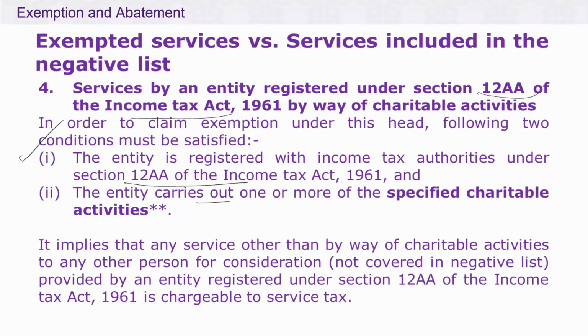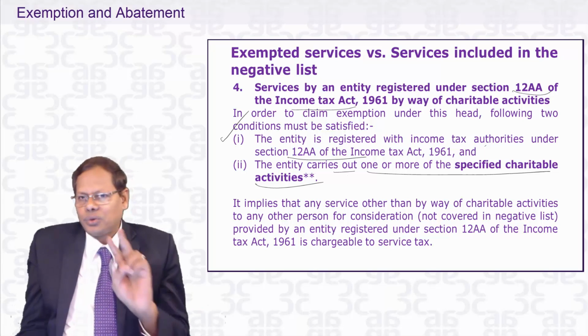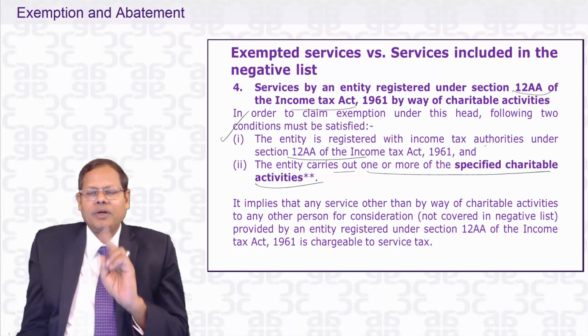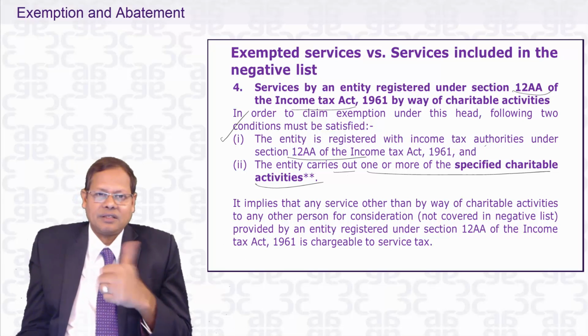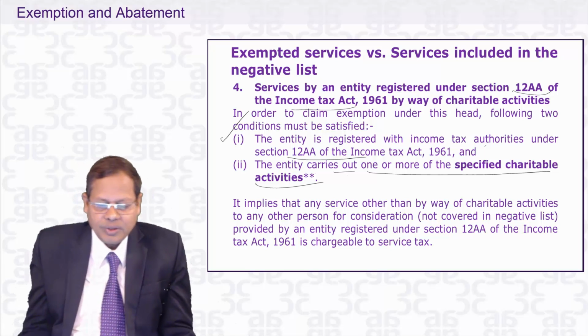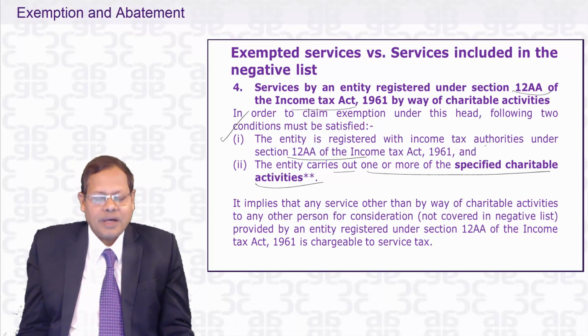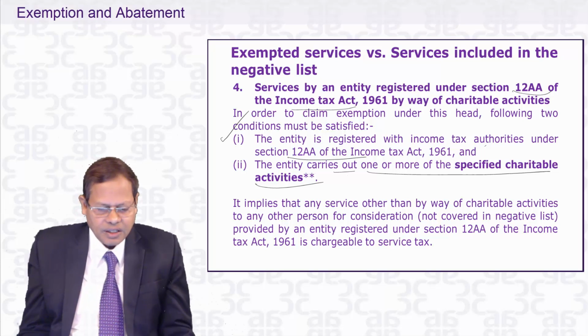So what is the requirement? Entity registered with the income tax authorities, and entity carries out one or more of the specified charitable activities. What are the activities that the registered charitable entity should carry out? So two things you see, take care of two things. Number one, it should be a charitable entity registered under the Income Tax Act. Number two, it should carry out the specified activities. The activities have been given here under mega exemption. So that is to be taken care of. So it is not covered under the negative list.